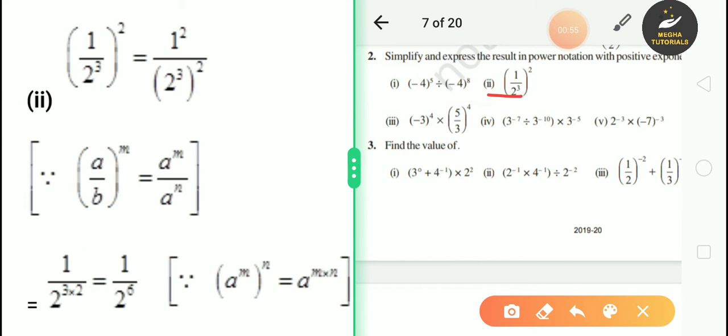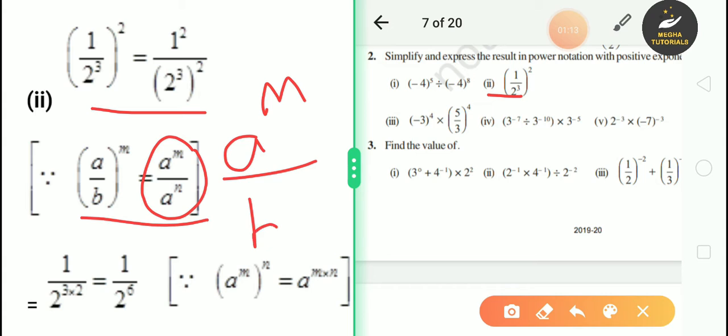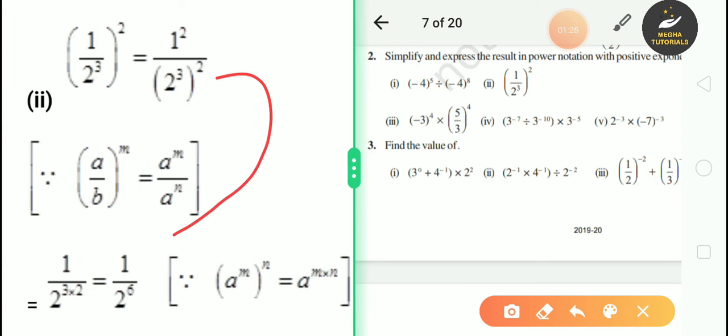Question 2. 1 upon 2 raised to 3 whole raised to 2. Using the law, a upon b whole raised to m is equal to a raised to m upon b raised to m. Okay, it is a printing mistake. The law will be a raised to m upon b raised to m. So using this law, we can write 1 square upon 2 raised to 3 raised to 2. Then from this, we can write 1 upon 2 raised to 3 into 2. Okay, it is because of this law, a raised to m raised to n is equal to a raised to m into n. So 3 into 2 is 6. So we can write the final answer as 1 upon 2 raised to 6.